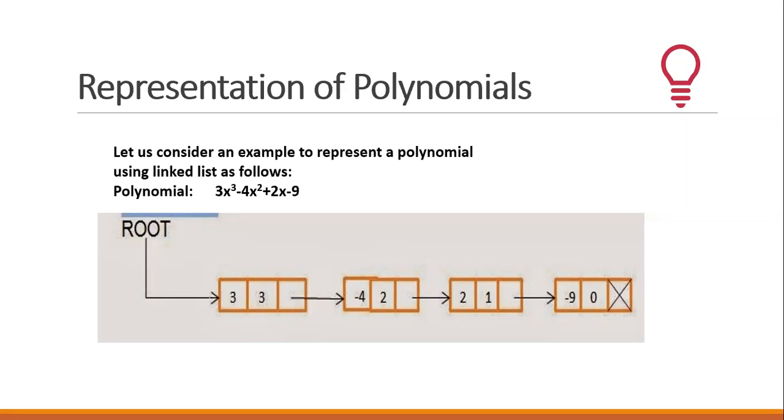So this is how you can make use of a linked list. Because the polynomial terminates over here, the next part of the last node is denoted by a cross, which is telling you that it is a null pointer. It is null over there. So this is how you make use of a linked list to represent polynomials.